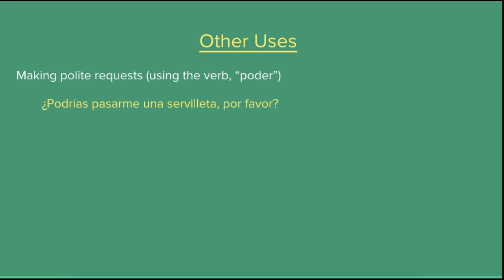A couple other uses of the conditional tense. We talked a little bit about how it can be used just to sound a little bit more polite. Sometimes you might use the verb poder specifically to make polite requests. For example, ¿podrías pasarme una servilleta, por favor? Could you pass me a napkin, please? ¿Podrías cerrar tu libro, por favor? Could you close your book, please?